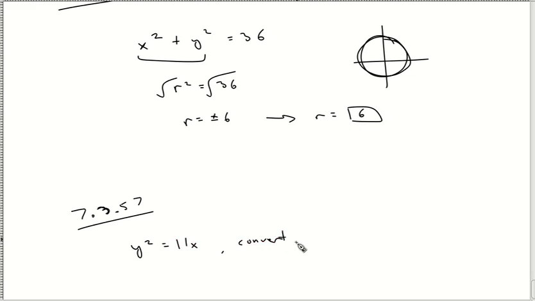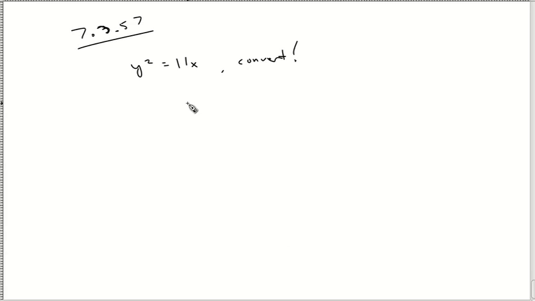Convert. Okay, this one is a little bit tricky. It's kind of interesting. So I have y is r sine theta, and it's all squared, is equal to 11 r cosine theta. And so when you distribute the square, no, yeah, it's okay. You can do it here. Just don't make a habit of it, okay?